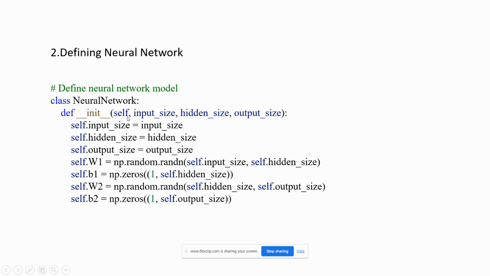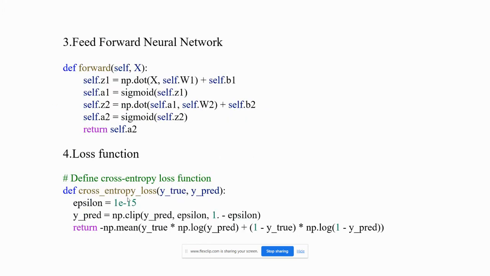Here we are defining the neural network. We define the neural network by giving the input size, hidden size, and the output size. We are initializing this, and some random weights are considered using this function np.random.randn, giving input size and the hidden size. Biases are taken as some random values. Similarly, weights to the hidden layer and the biases are also considered. Some random values are considered.